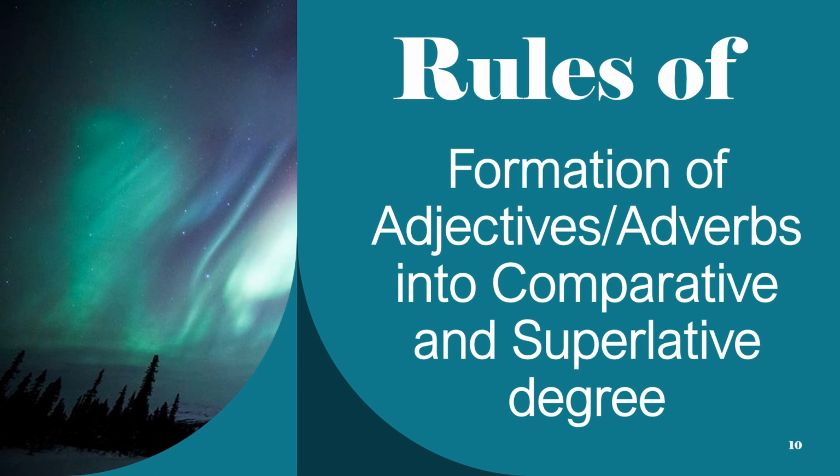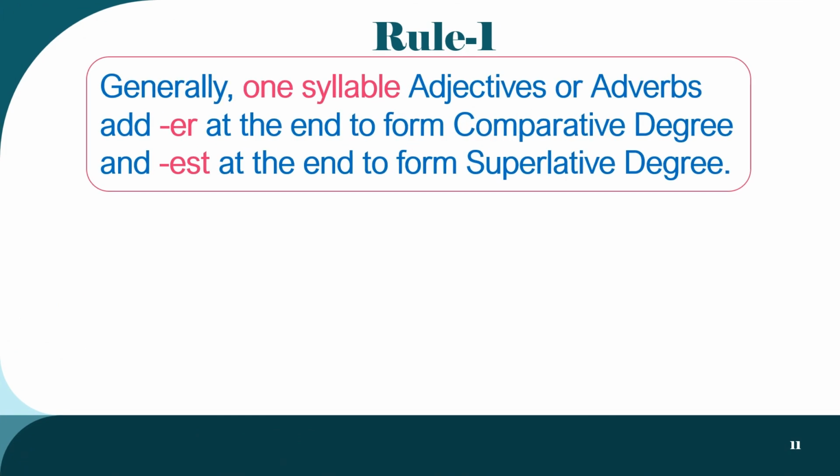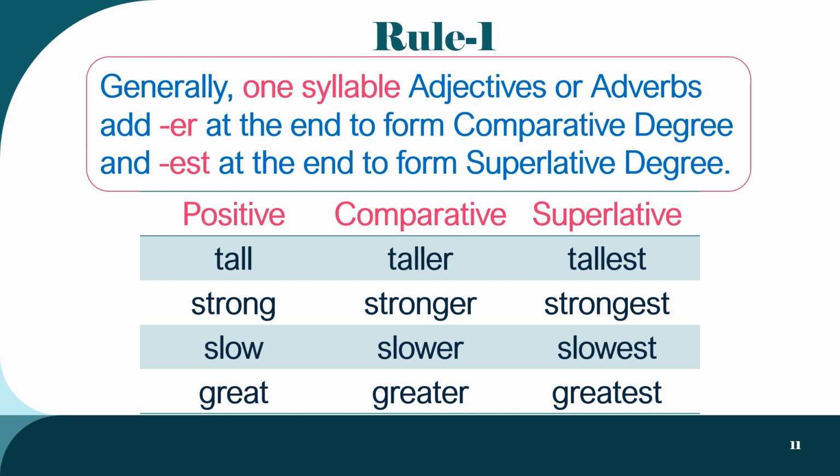Now let's come to our main topic: rules of formation of adjective or adverbs into comparative and superlative degree. The first rule is generally one syllable adjectives or adverbs add er at the end to form comparative degree and est at the end to form superlative degree. Examples are tall, taller, tallest; strong, stronger, strongest; slow, slower, slowest; great, greater, greatest.